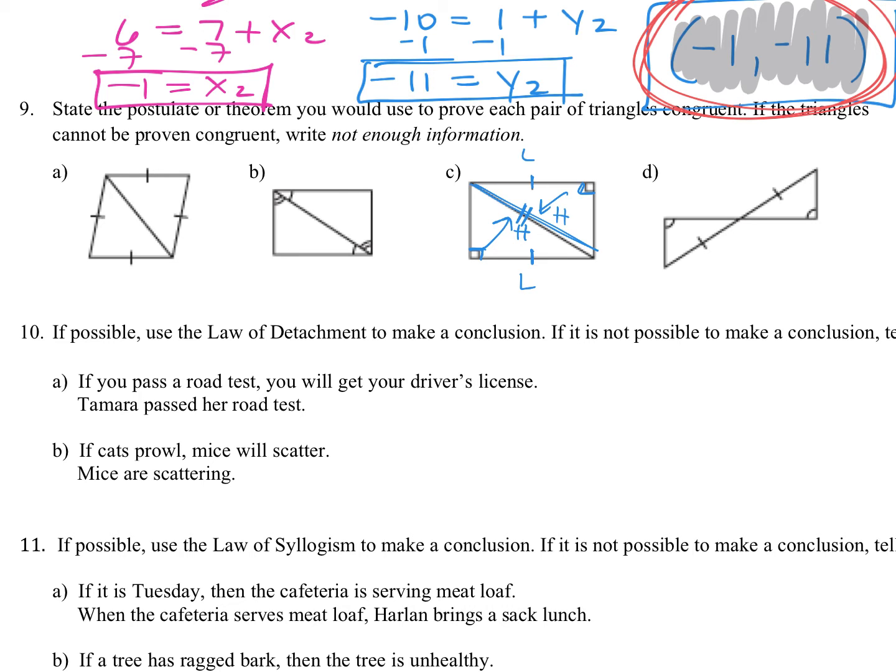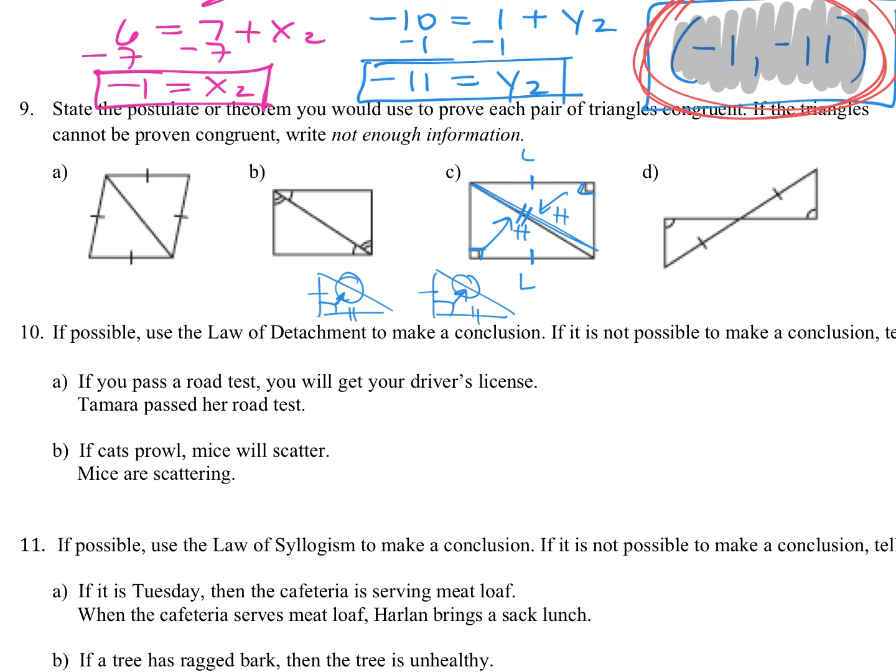If you have the two legs, like let's say it was like this instead, that would be SAS. But if you have this side across from the right angle, it will be HL. Thank you. Or not enough info if you don't have enough information.